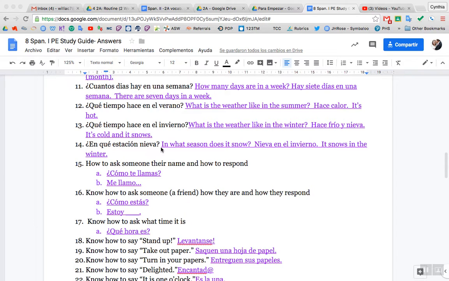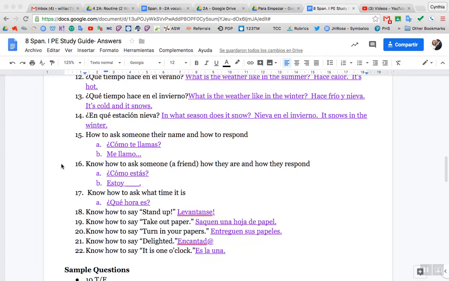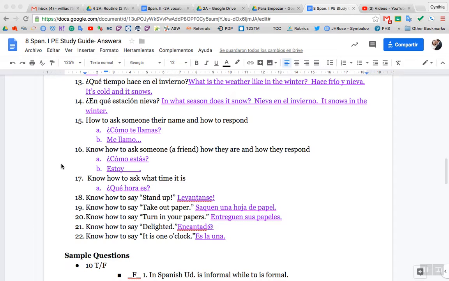14, ¿en qué estación nieva? In what season does it snow? Nieva en el invierno. It snows in the winter. 15, asking someone their name. ¿Cómo te llamas? That's what's your name. It literally says what are you called, but we use it as what's your name. And you would answer with me llamo. My name is.